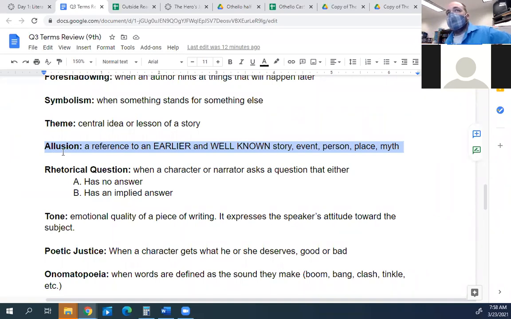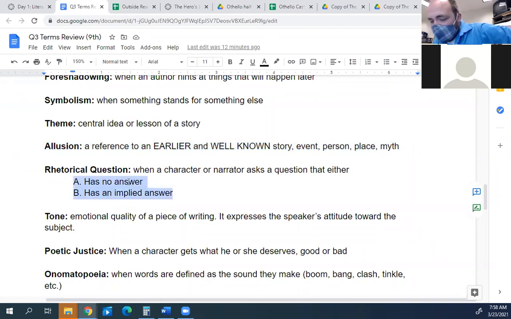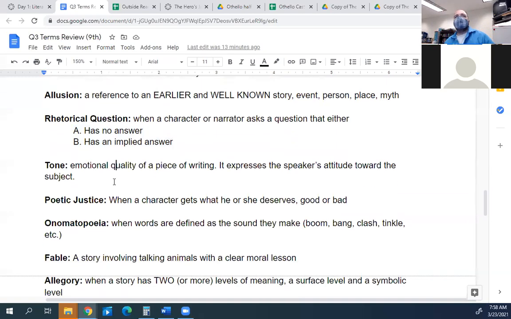Rhetorical question is when a character or a narrator asks a question that either A, has no answer, or B, has an implied answer. So if you get to a point in the story and the narrator's like, what was so-and-so going to do? That's a rhetorical question. There's no answer to that. You have to wait and see. It's designed to increase the tension. Or Squealer says, do you want Jones to come back? And you're like, sorry about that voice, by the way, it was horrible. The implied answer is no, we don't want Jones to come back, right? So those would be good examples of rhetorical questions.